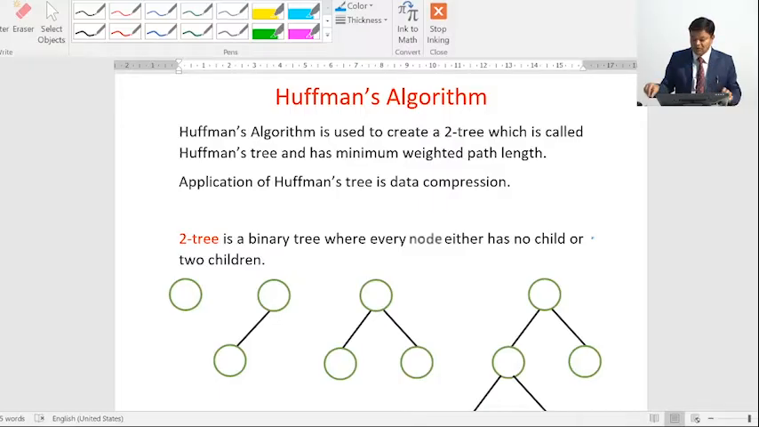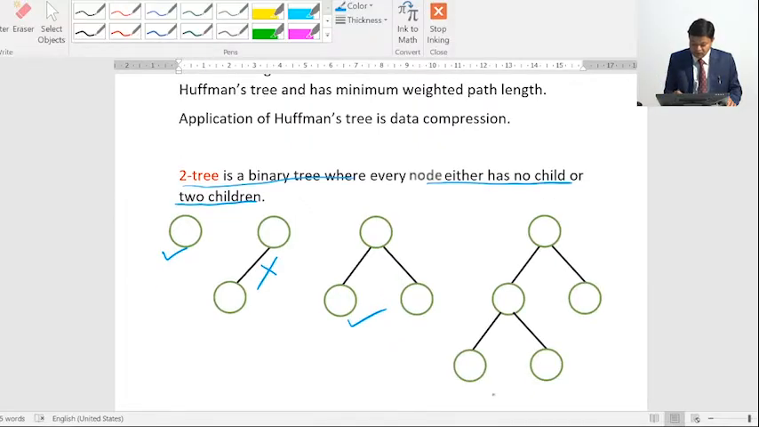See, a 2 tree is a binary tree where every node either has no child or 2 children. So, this node is not having any child. So, this is 2 tree. See, the root is having only one child. So, this is not 2 tree. In this, the root is having 2 children, this has no child, this has no child. So, this is 2 tree. What about this? This is also 2 tree because 2 children, no child, no child and no child. So, this is also a 2 tree.